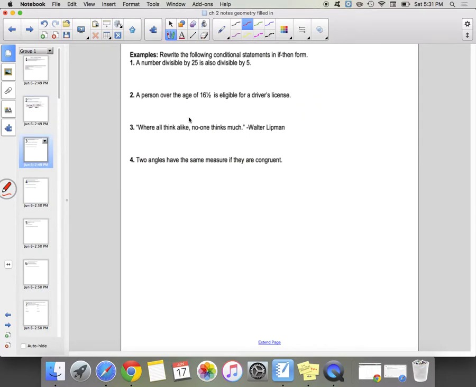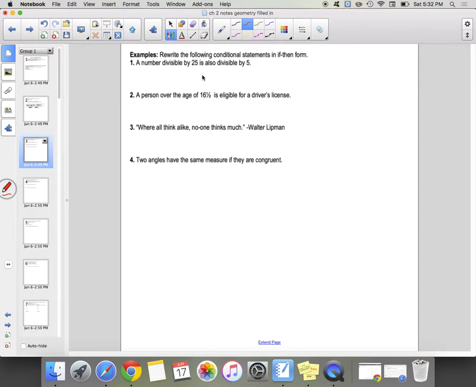All right, so we had some practice on these. It says rewrite the following conditional statements in if-then form. So I'll kind of go through these, but I'm not going to write it down. Number one, a number divisible by 25 is also divisible by 5. So we would say if a number is divisible by 25, then it is also divisible by 5. Number two, a person over the age of 16 and a half is eligible for a driver's license. If a person is over the age of 16 and a half, then they are eligible for a driver's license. The next one, where all think alike, no one thinks much. So if all people think alike, then no one thinks much.